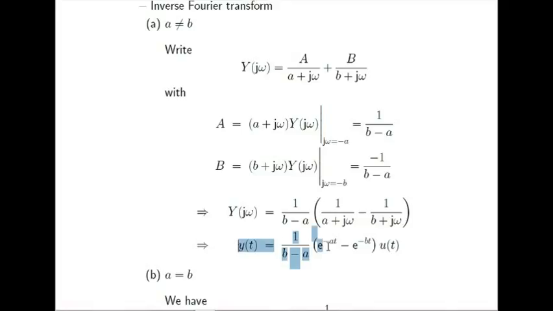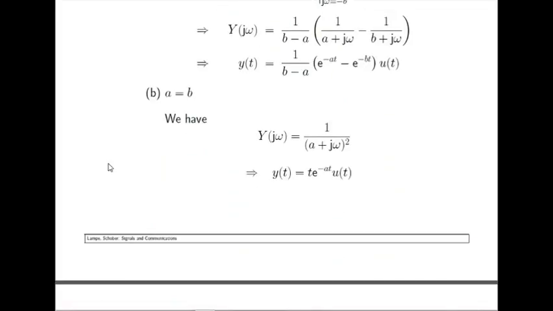Now let's see the second case, which is a equal to b. For a equal to b, our Y(jω) will be like this, and it is the Fourier transform of t e^(-at)u(t).